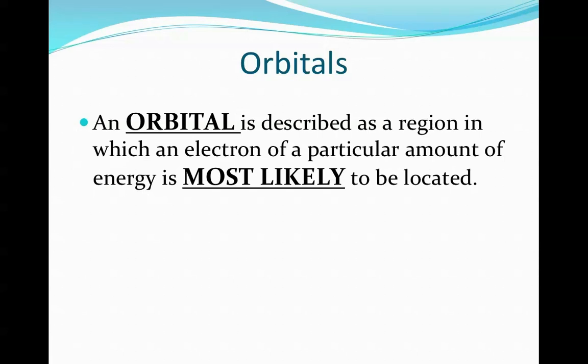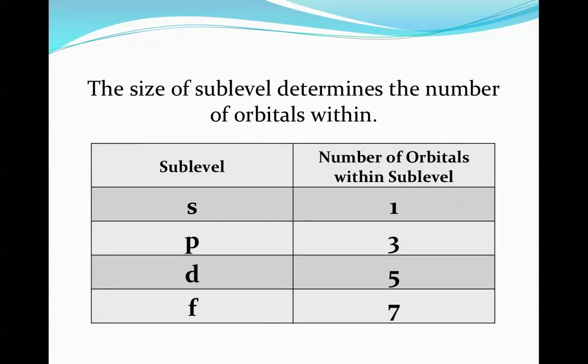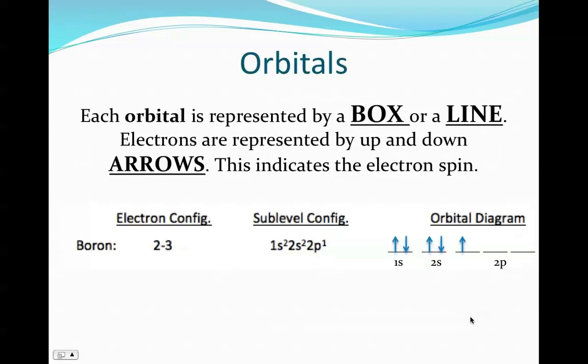So an orbital is a region in which an electron of a particular amount of energy is most likely to be located. Remember, orbitals are based on probability. The size of the sublevel determines the number of orbitals within them. So an s sublevel always has one orbital, a p sublevel has 3, d has 5, and f has 7. And each orbital can only hold up to 2 electrons. You're going to see that the electrons are represented by arrows, and they are spinning up or down. This represents their spin. So each line can only ever hold 2 electrons.